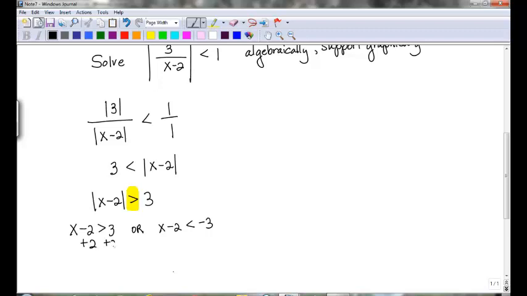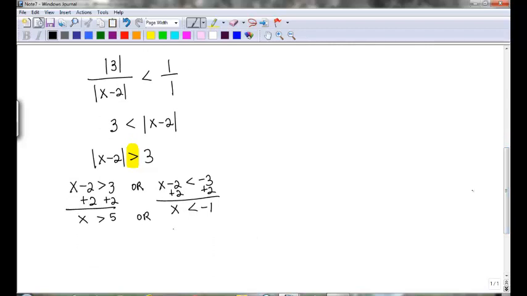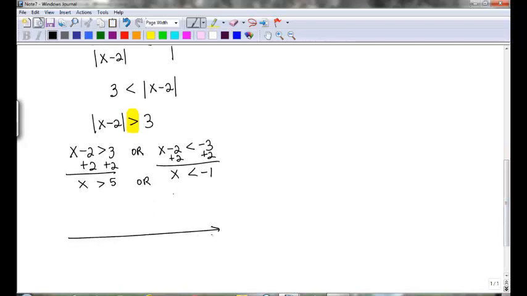Add 2 to both sides. x is greater than 5, or if you add 2, x is less than negative 1. And you cannot combine that back into an inequality. Now, if we graph that on a number line, I'm going to graph this both ways. x is greater than 5, it would look like this. x is less than negative 1, it would look like this.